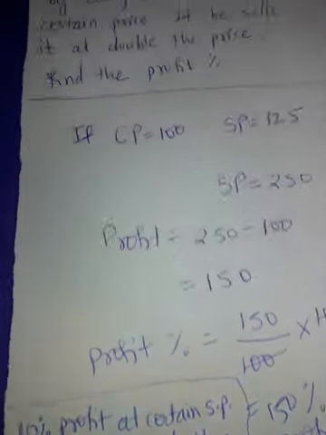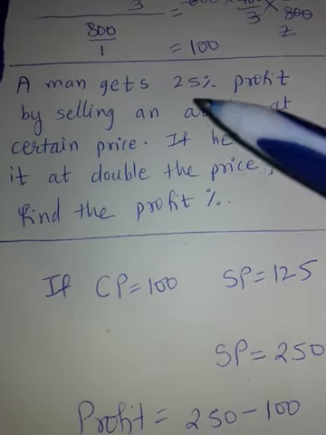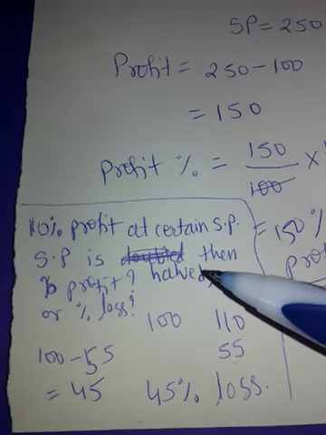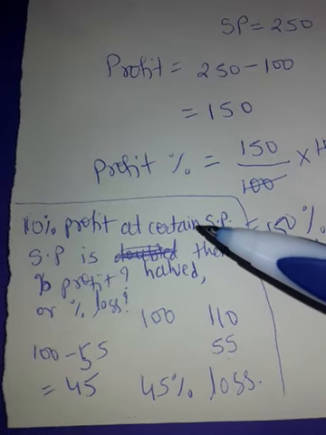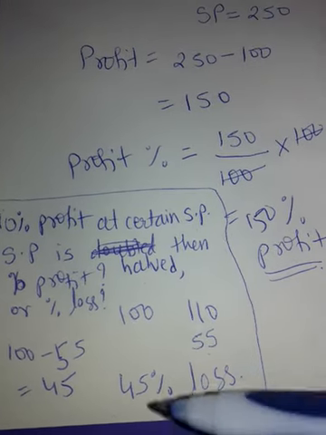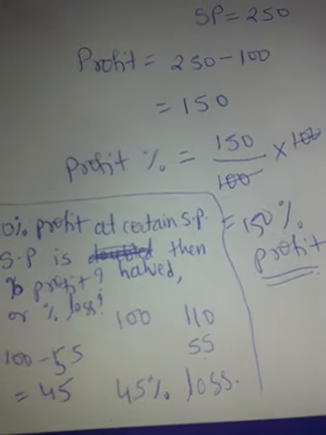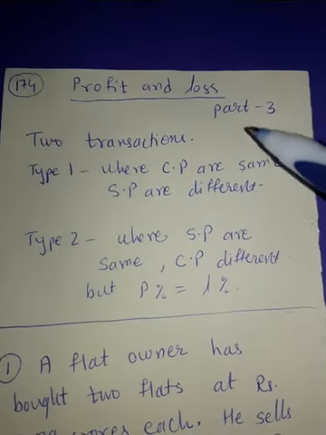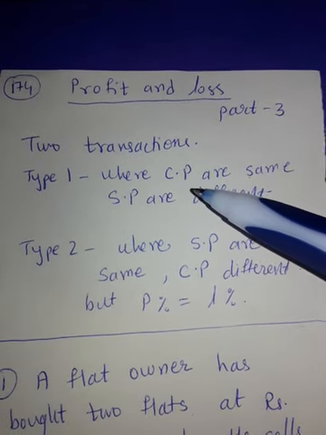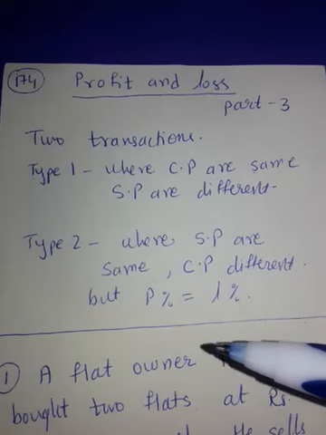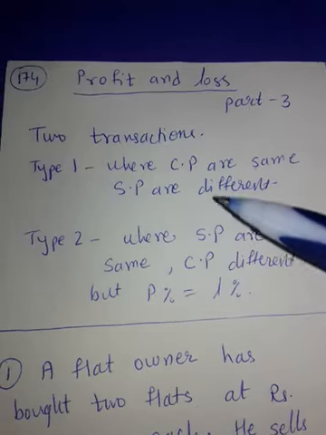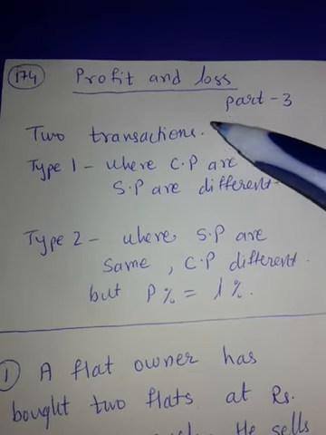Understood the example? In this example, we solved when SP was doubled. Here we solved when SP was halved. It may not always be half. Sometimes they may say SP is 1/4, SP is 1/3, SP is 3 times. Whatever they want to say, they can say. The method is going to be the same. Understood? In the next part, that is part 3, we are going to solve examples where there are two transactions, and in the two transactions cost price is the same but selling price is different. Sometimes selling price is the same but cost price is different, and profit and loss percent are equal. Those types of examples we are going to solve in part 3.